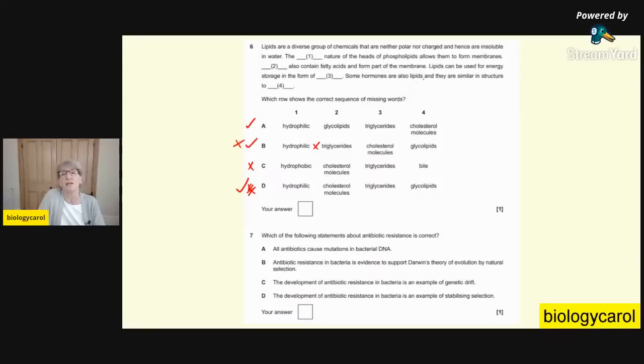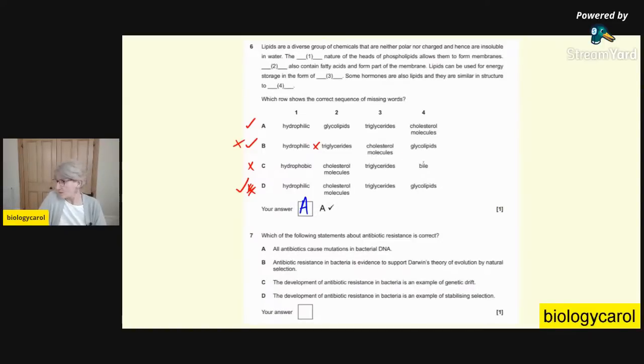Some hormones are also lipids, and they are similar in structure to, now I know that is cholesterol molecules, because your hormones like testosterone and estrogen are actually steroid hormones, and cholesterol is a steroid. So I know that it is A, and it absolutely fits in with my hunch that glycolipids, of course, are going to have fatty acids in them. Cholesterol molecules are steroids, like some of those steroid hormones.